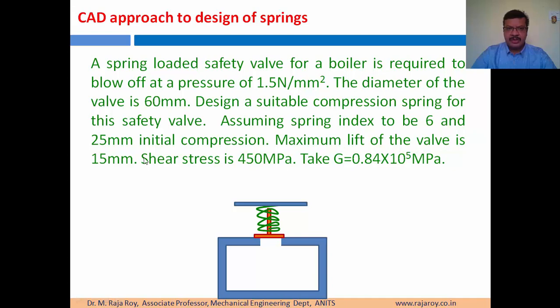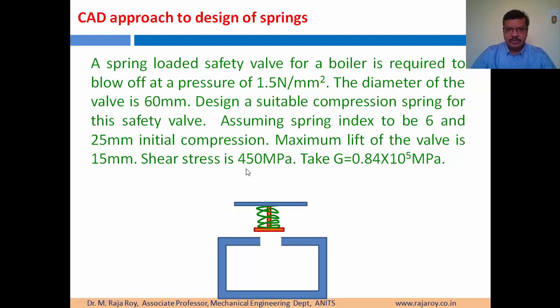Maximum lift of the valve is 15 mm. When it is blown up at this particular pressure, the lift of the spring will be 15 mm like this. This is the 15 mm lift of the spring. That means total compression of the spring is the initial compression, that is 25 mm, plus the lift of the valve, that is 15 mm. 15 mm lift means 15 mm compression takes place inside the spring. The total compression is 25 plus 15, that is 40 mm in total.